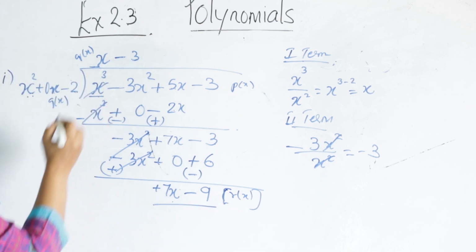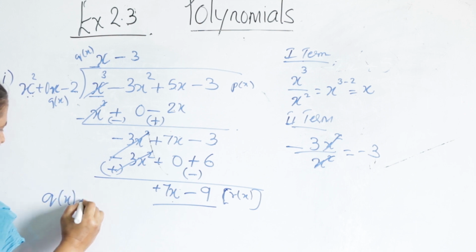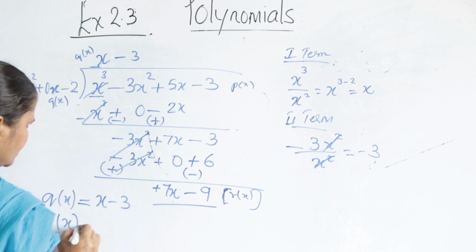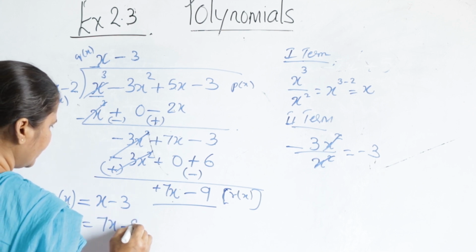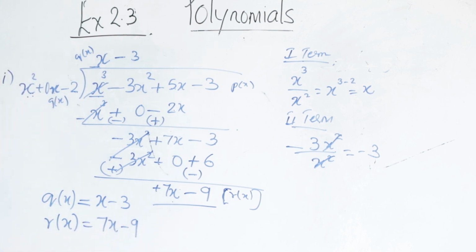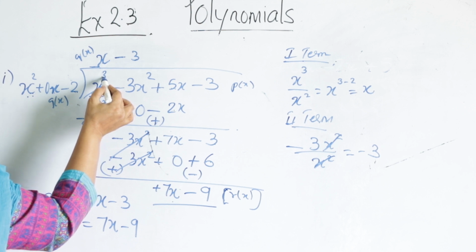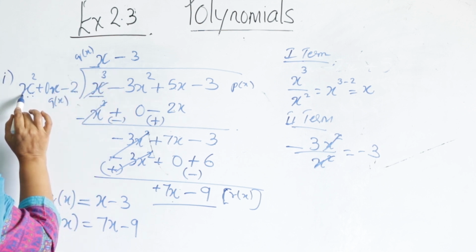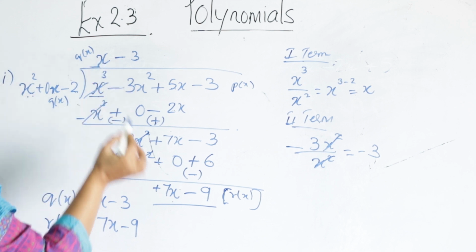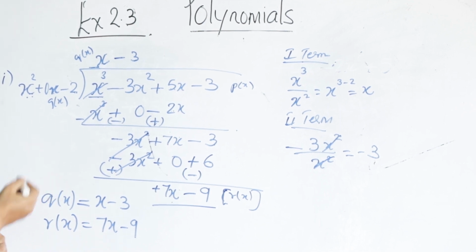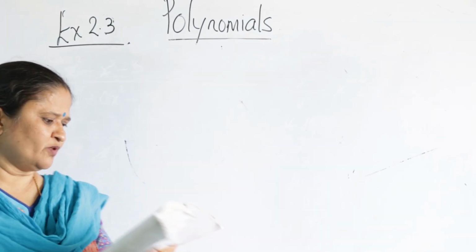Right? So what are you supposed to write? Now q of x is equal to x minus 3 and r of x is equal to 7x minus 9. This is clear? So observe one more thing here, children. Degree of p of x is x cube, degree of g of x is x square, and degree of q of x and r of x is 1. This is the first problem.